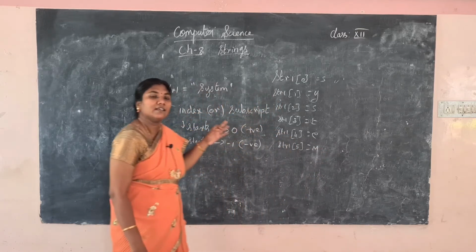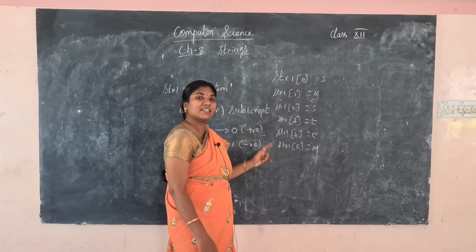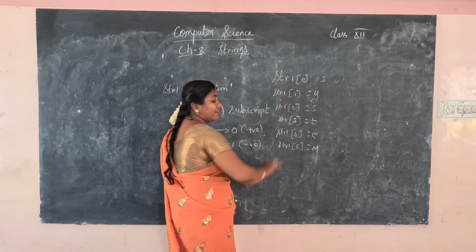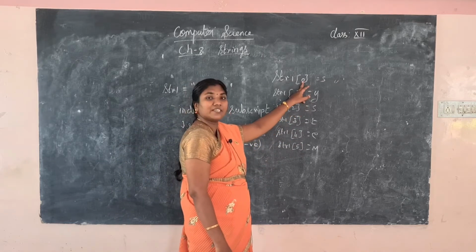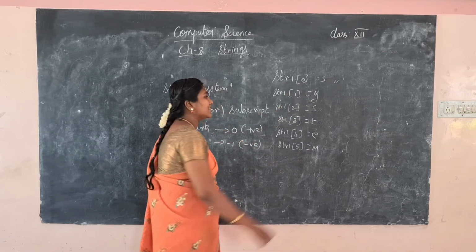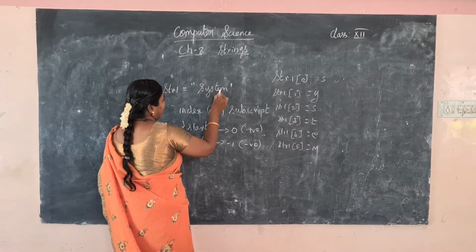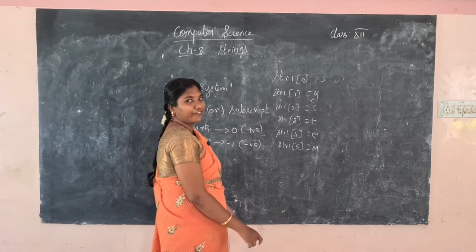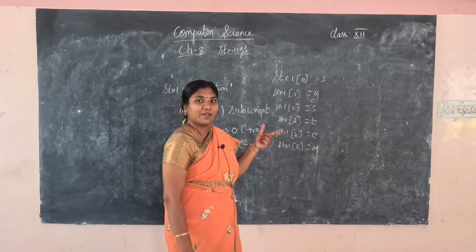Like this, the string is stored with an index or subscript value for each and every character. Here it has been saved as a positive index. Positive index means it starts with 0 and ends with n minus 1. In the string "system", how many characters are there? 1, 2, 3, 4, 5, 6. Therefore the index value will be n minus 1, that is 5. So the index value will be up to the length of the string minus 1.